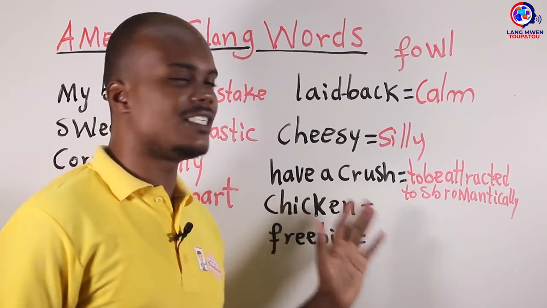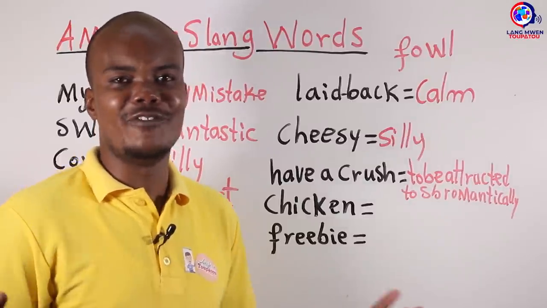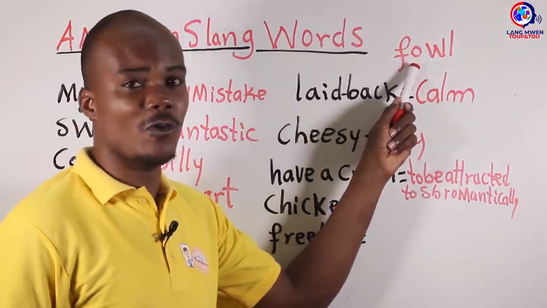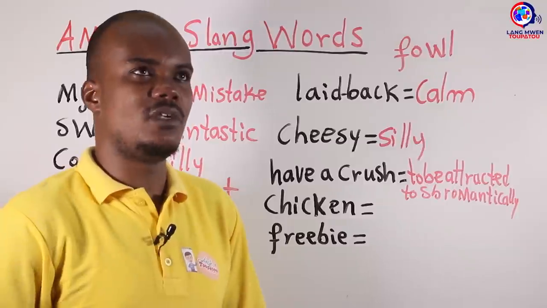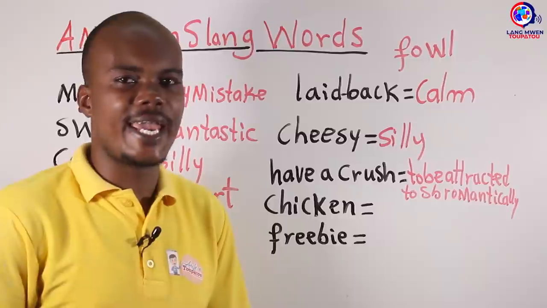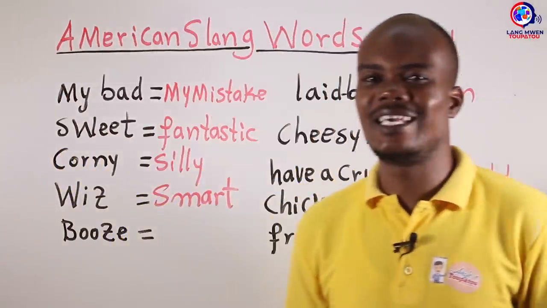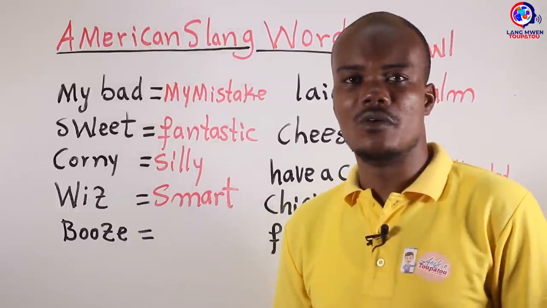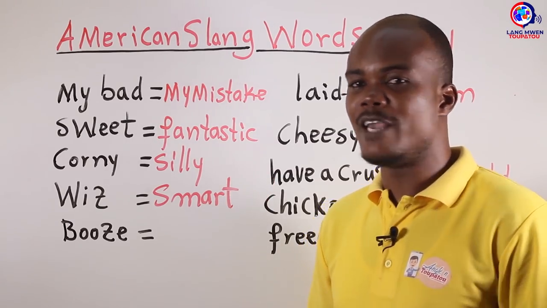And next is chicken. When I say chicken, you might think of a bird, of a fowl. No, I'm not talking about a fowl. I'm talking about a person. A person like a friend of yours who has fear, who is afraid. Like if you're in a battle, you have your friend. This friend can't help you, can't defend you, can't fight with you, can't try to protect you. This person is not a brave person.